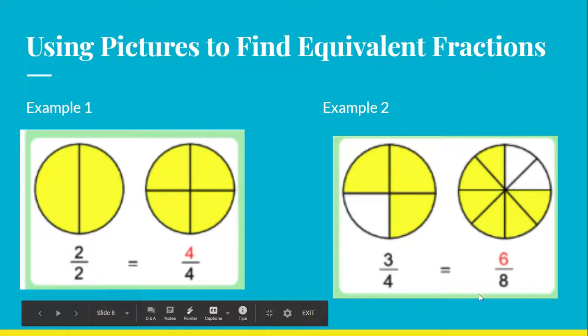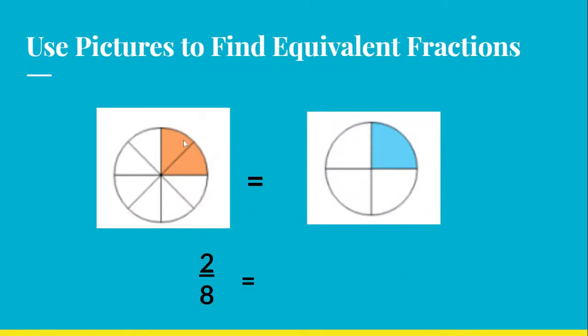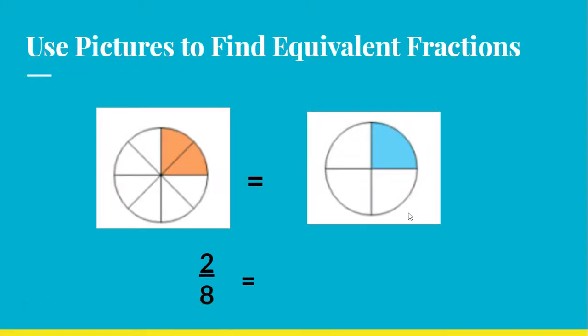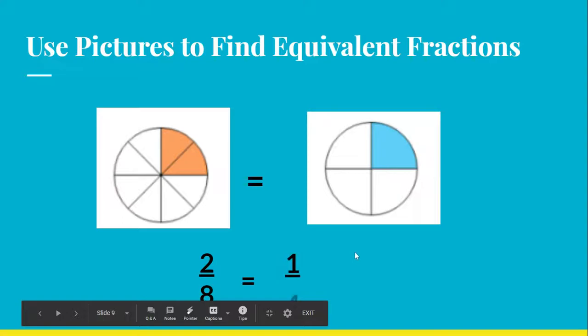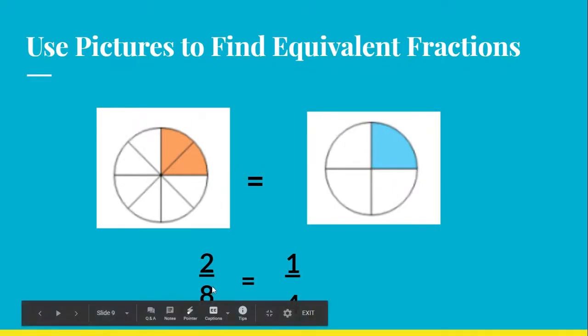These are equivalent fractions. Let's try another example. In my first picture, 2 parts are shaded in out of 8 parts in the whole, so I have the fraction 2/8. Take a look at our second picture. What fraction is represented in this picture? That's right, 1/4. 1 part is shaded in out of the 4 parts in the whole. Because the same amount is shaded in both of these pictures, 2/8 is equal to 1/4.